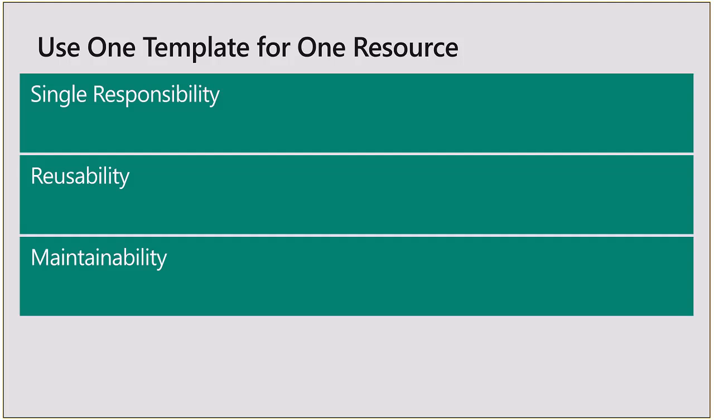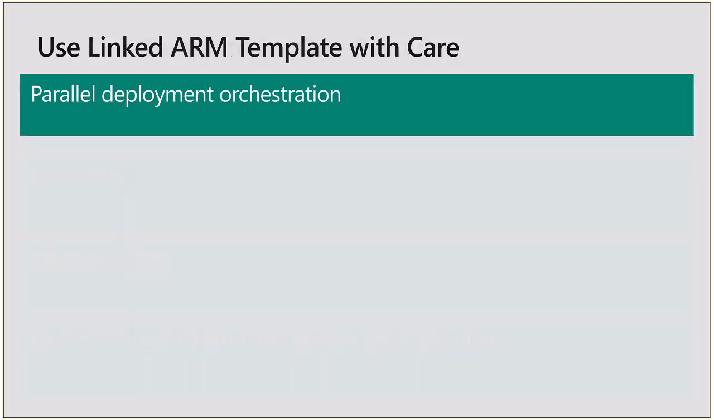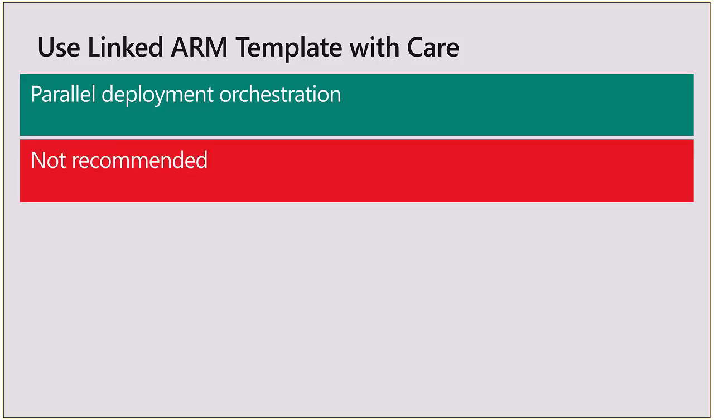So if we need to deploy multiple resources by combining things, this kind of orchestration can be done by either a linked template or a CI/CD pipeline. I just mentioned here to use the linked ARM template. It is very good, but we need to be careful using it. It's very good for deployment orchestration in a parallel manner, but I wouldn't recommend using it unless we have a specific reason to do so.